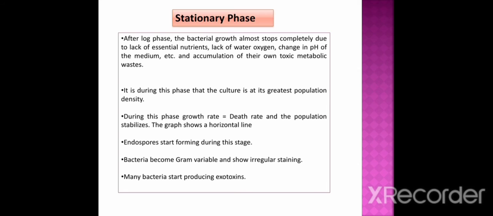This phase is also important as during this stage, endospores start forming. The bacteria become gram variable and show irregular staining. Many bacteria also start producing exotoxin.